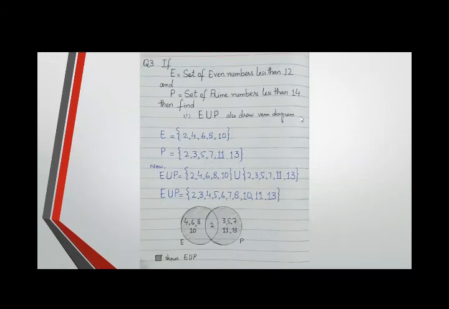Okay students, here we write this set in a tabular form. As you can see, the even numbers less than 12 are 2, 4, 6, 8 and 10. And here we have the prime numbers which are less than 14. So we write here 2, 3, 5, 7, 11 and 13. So we take the union between them. These two sets are also overlapping sets because 2 is the common element in both sets, and all the other elements are different from each other. So we take the union.